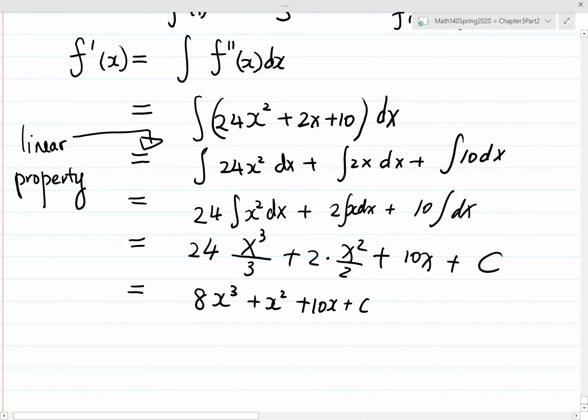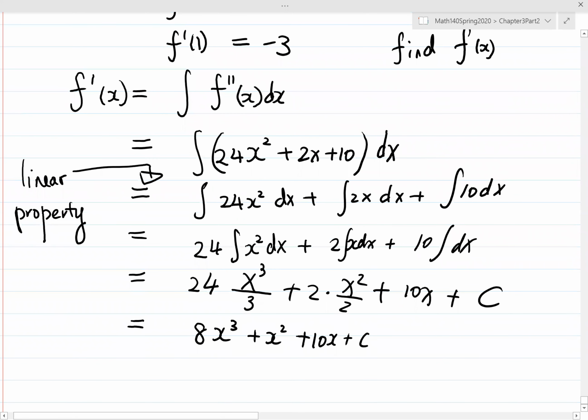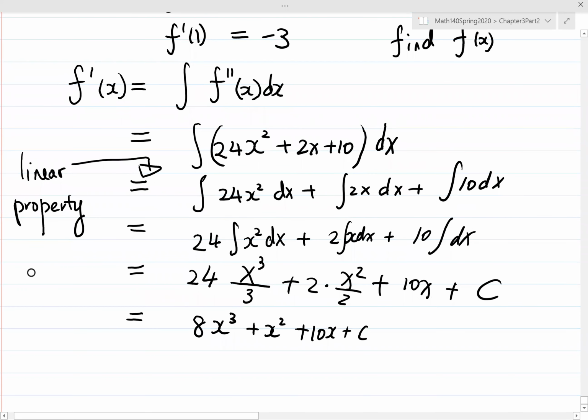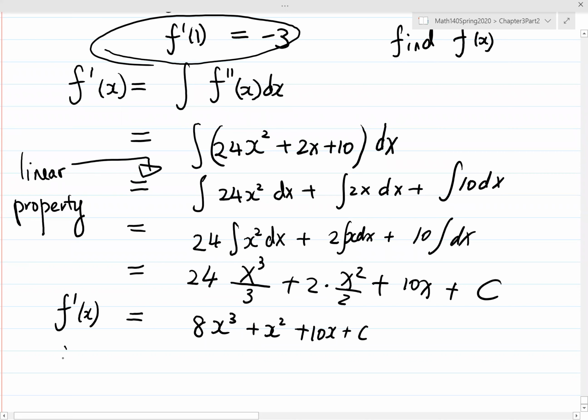Now to determine the constant c, we need to use information about f or f prime. Remember, the value is given: f derivative at 1 is given by -3. Look at the first line. F derivative at 1 is -3. So this is f derivative x, and we know f derivative 1 is -3.